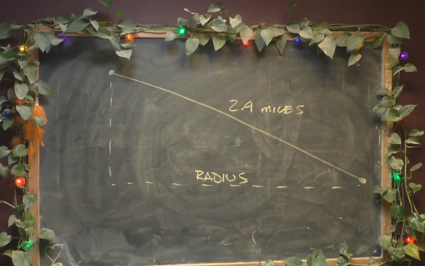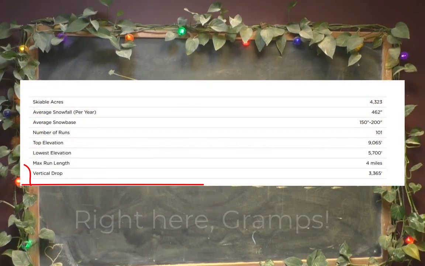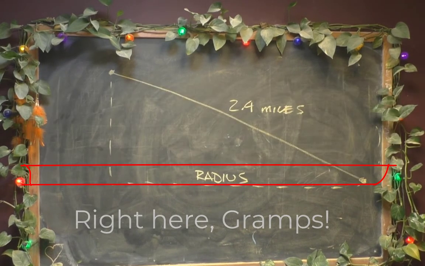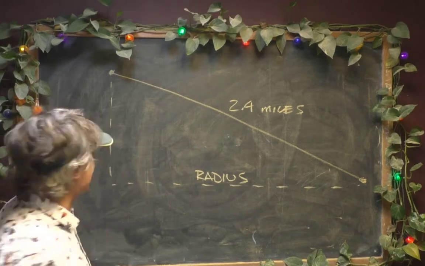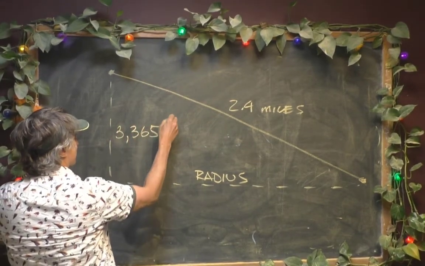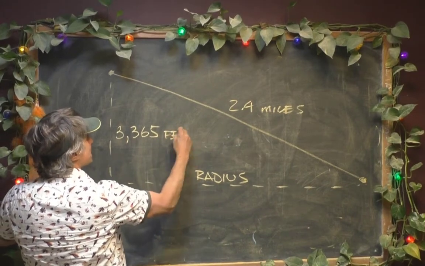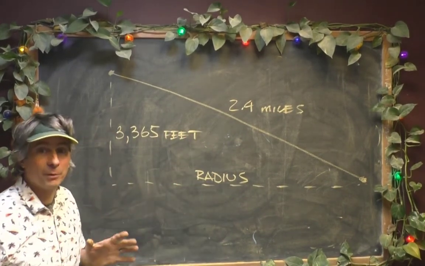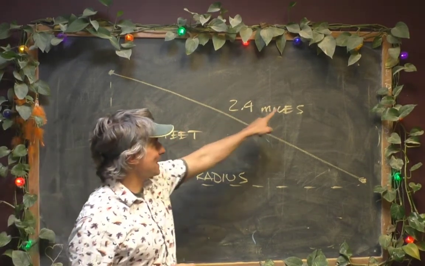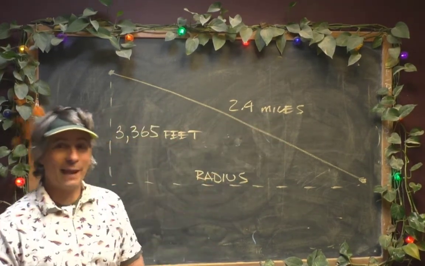I'm going to go look that up again real quick because I have forgotten what that distance is already. That is 3,365 feet. So you can see right away, this is a very interesting problem because that's in feet, that's in miles, and this is what we actually have to find.